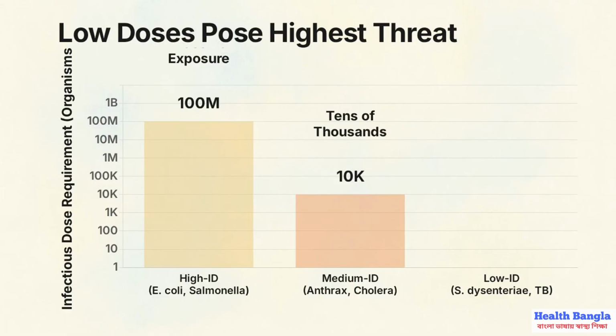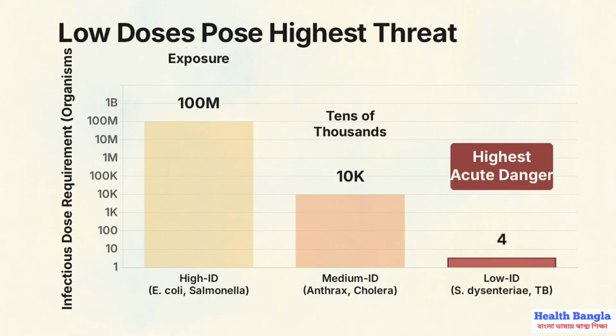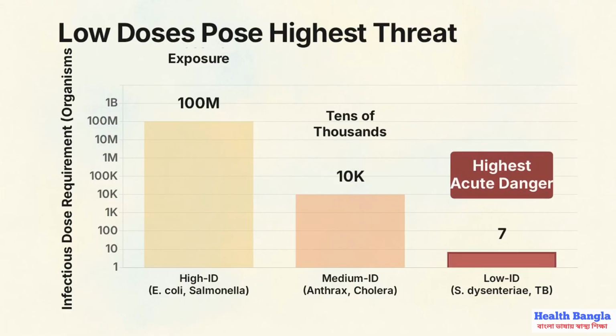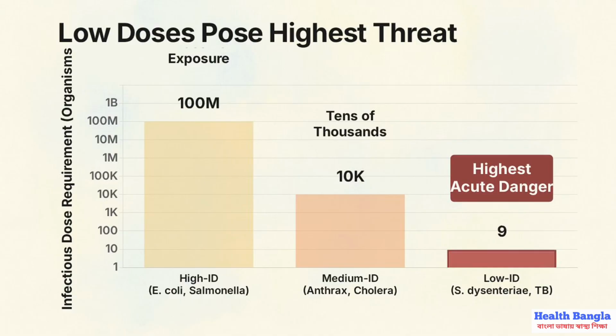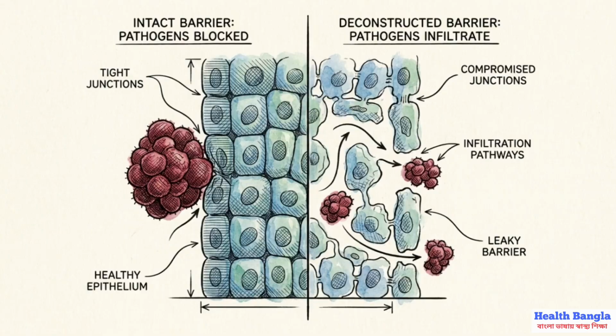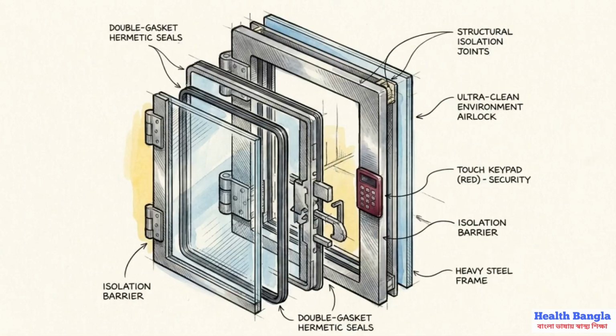Extremely low ID pathogens represent the highest acute danger. Shigella dysenteriae and Mycobacterium tuberculosis require 10 or fewer microscopic organisms to cause disease. This math is also influenced by host susceptibility. A compromised immune system dynamically lowers these ID thresholds, making the host more vulnerable to smaller quantities of pathogens. A threat requiring fewer than 10 organisms cannot be managed by basic hygiene alone. It requires an engineered environment with zero tolerance for exposure.